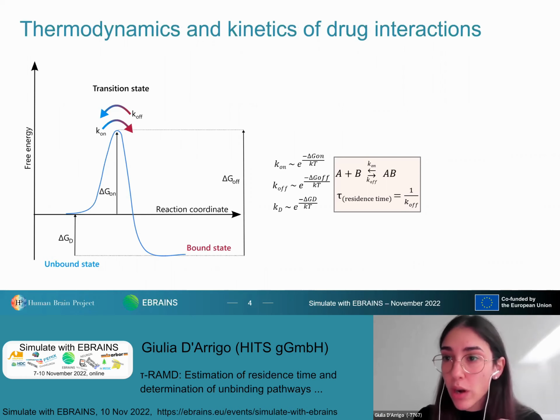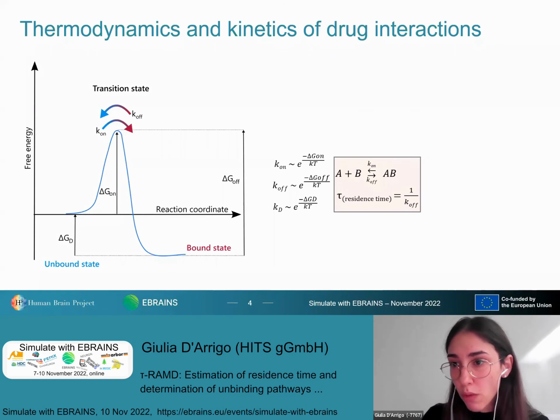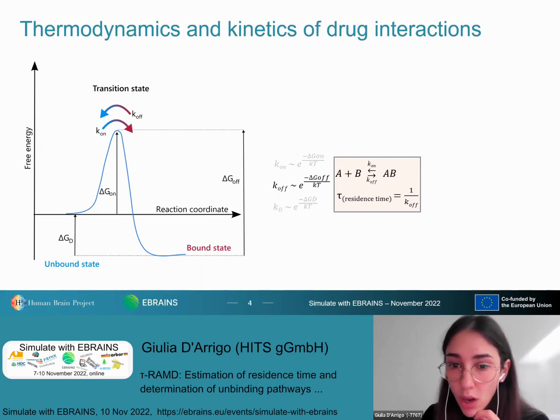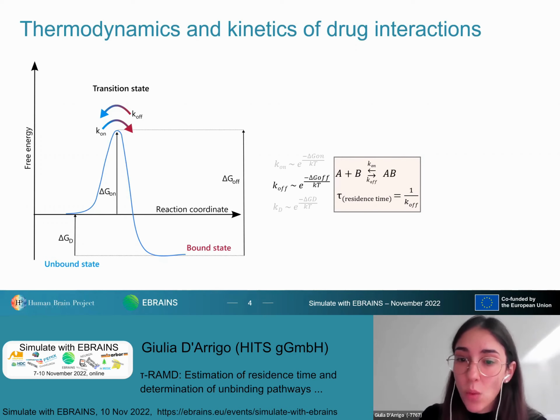And in particular, we are going to focus our attention along this session on the k_off, which is here highlighted on the right, which can also be described as its reciprocal, the residence time. And again, the residence time is important because the higher the residence time, the longer the duration of interaction between a drug and a target, and therefore the longer the pharmacological activity.